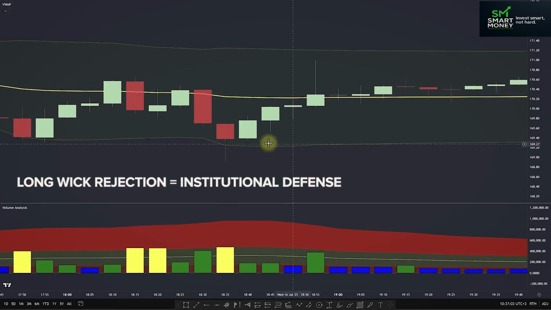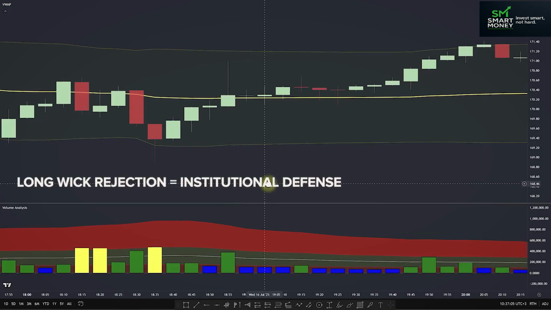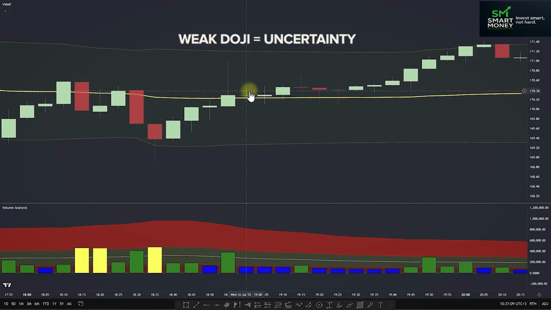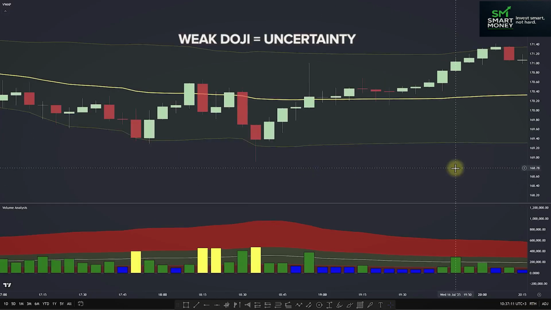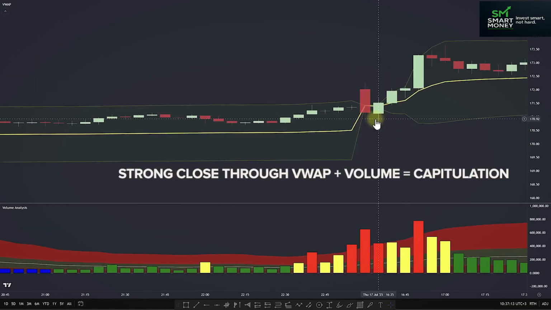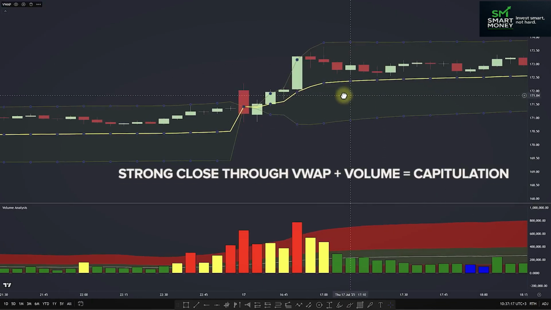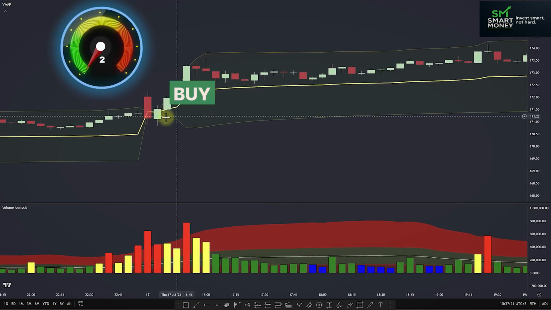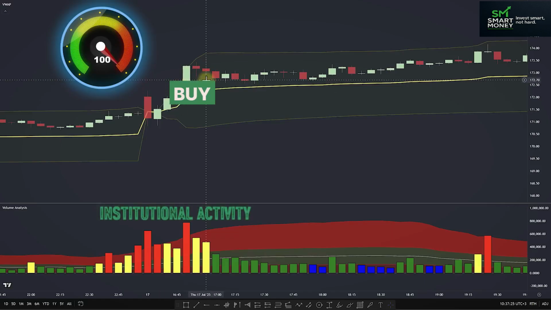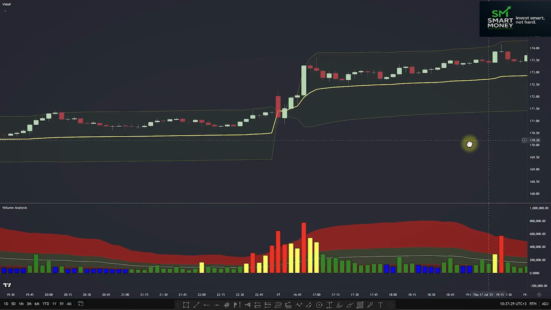A long weak rejection shows institutional defense. They're actively protecting that level. A weak doji shows uncertainty. But a strong close through VWAP with volume, that's capitulation. Volume tells you everything here. High volume at VWAP means institutions are active. They're either accumulating or distributing, but they're definitely participating.